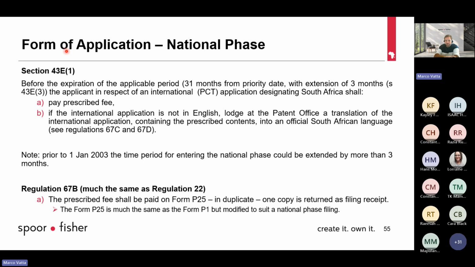So then when we're looking at national phase application, section 43(1)(e) states that before the expiration of the applicable period, so that is a 31-month deadline, again, remembering that there is a 3-month extension available to the applicant, they need to pay the official fee. And again, if the application is not in English, they need to lodge the translation. And as I said, that must be filed within 6 months. So the application form for a provisional application and a complete application is Form P1. For national phase application, Form P25 is the application form.